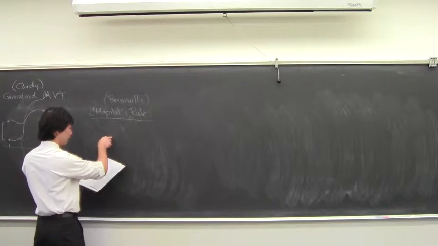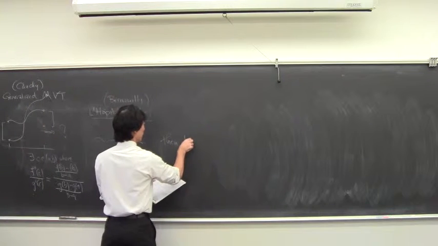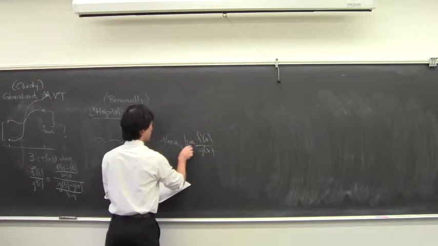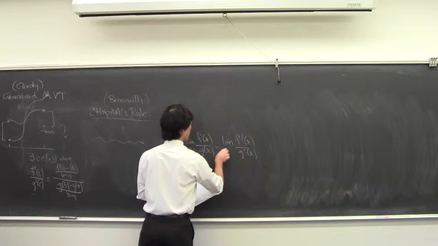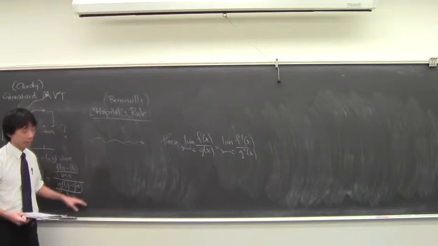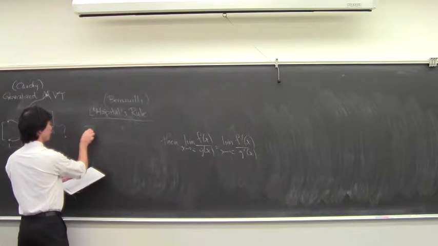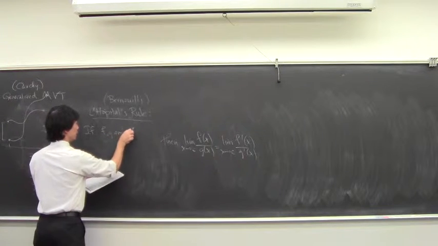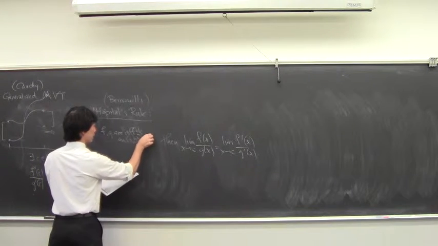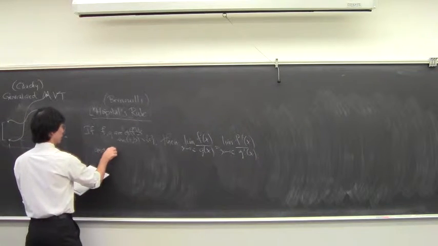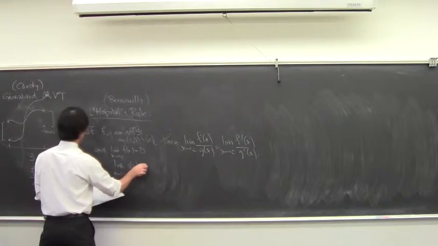Okay. So what it says is the following, that under some conditions, the limit of f of x over g of x as x approaches some point equals the limit of the derivatives as x approaches that point. And I'll fill in the blank right now. So if f and g are differentiable on some interval not containing c, and the limit of f of x as x approaches c is 0, the limit of g of x as x approaches c is 0.